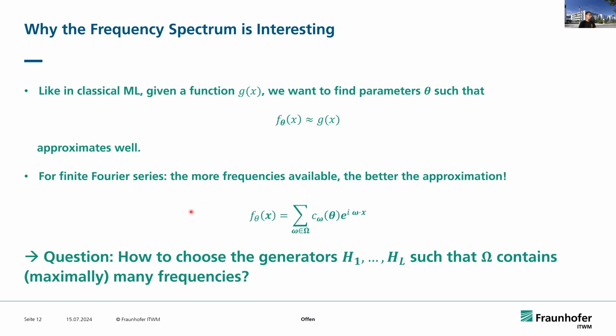Okay, then the natural question is how to choose these generators such that the frequency spectrum contains many frequencies, or maximally many frequencies. Can we say something about that? By the way, if you like analogies, you can think of these generators like the activation function of the classical neural network.